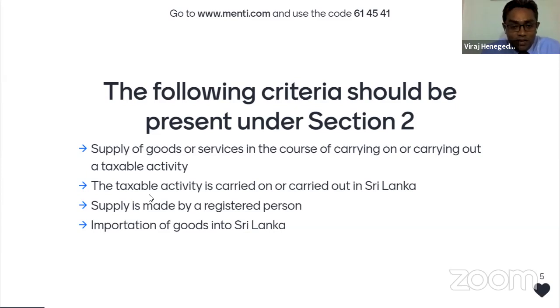Right, basically you need to understand what is meant by taxable activity and what is meant by supply, taxable supply. Those basic concepts you need to digest, then only you can understand the other part. Right, we'll move to the next one.